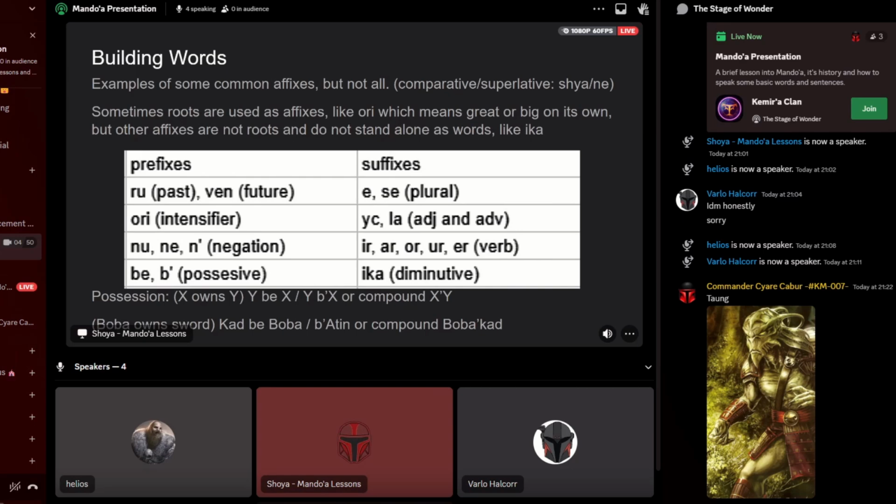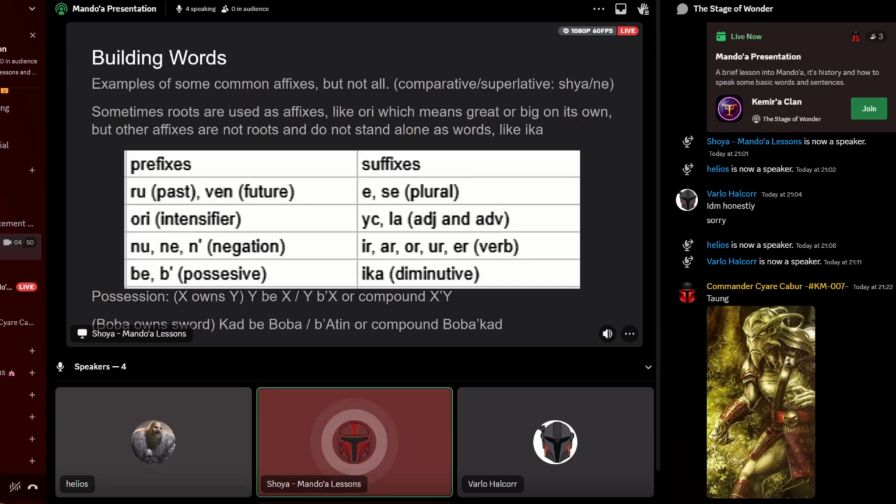And then, as I mentioned, ori can be used as a prefix. It is also its own word, but it's an intensifier, like more. Anything you add ori to, it's just a bigger or more version of that, whether it be a noun or an adjective or adverb.